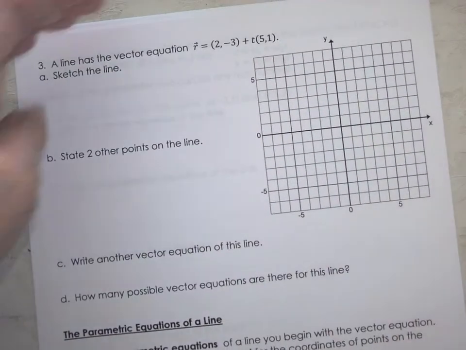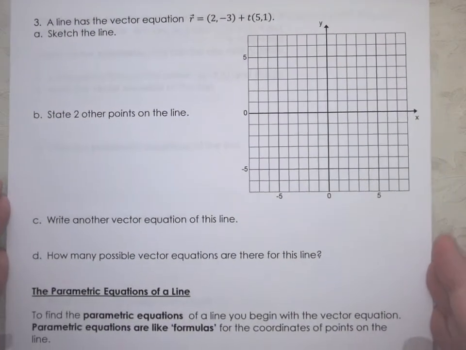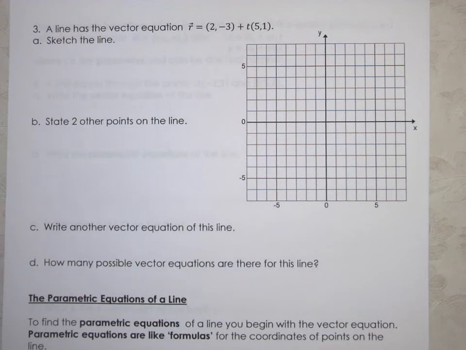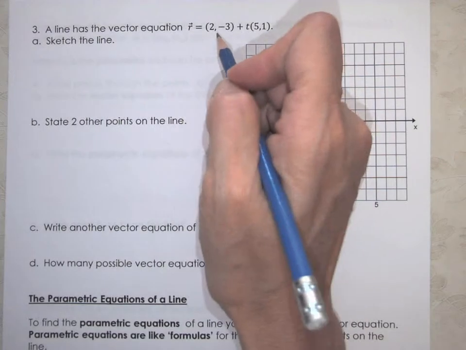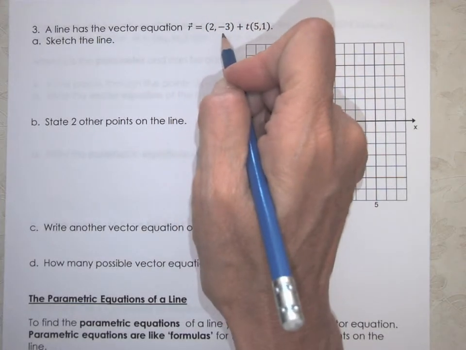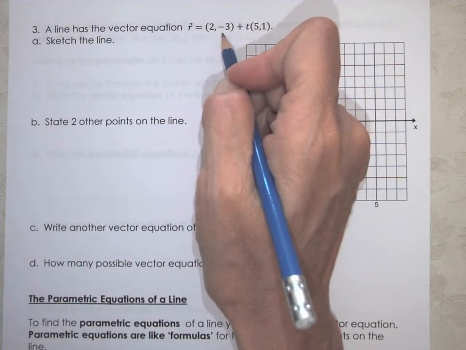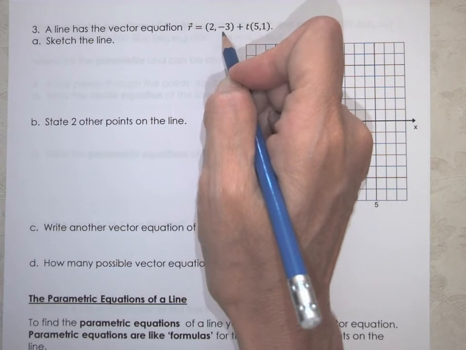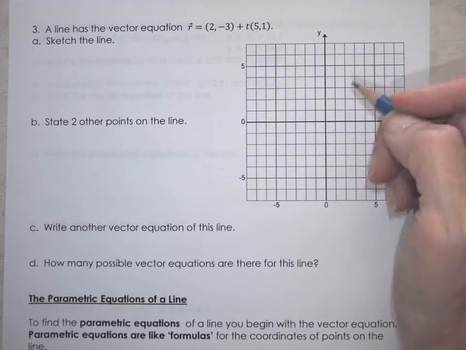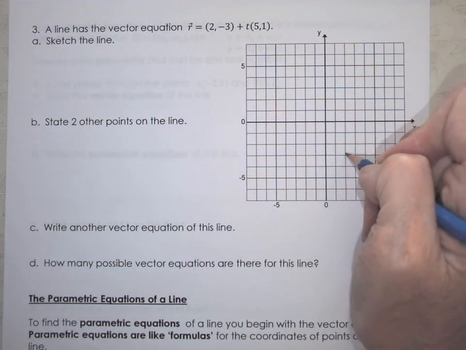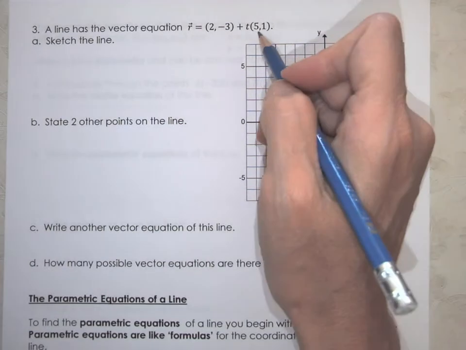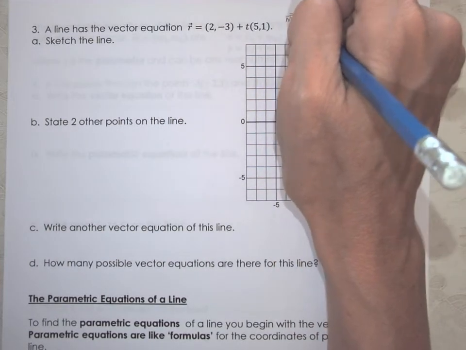So a line has the vector equation r equals 2, negative 3 plus t times 5, 1. Sketch the line. So this is a question asking, do you understand how to draw a line given its vector equation? So the first thing I would do is I know that this is the position vector of a point on the line. So really when I'm sketching the line, it translates to a point on the line. So I know a point on the line is at 2, negative 3. And I know the direction vector is 5, 1.